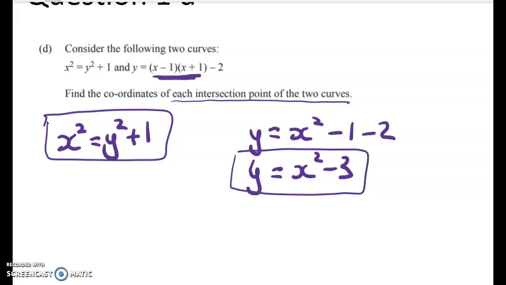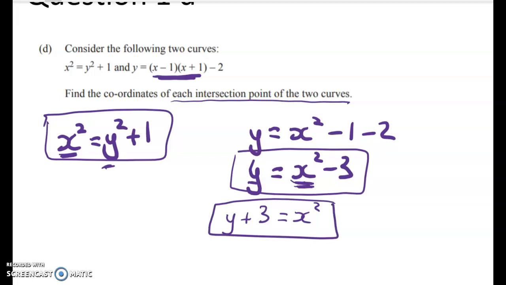So if you just take a break before you dive into lots of messy stuff and have a look at it, you can see that here we've got an x squared and here we've got an x squared. What we don't like so much is that here we've got a y squared and here we've got a y. But we could make x squared the subject here and write y plus 3 is equal to x squared. Right, so now we've got y plus 3 is equal to x squared, and we've got y squared plus 1 is equal to x squared.